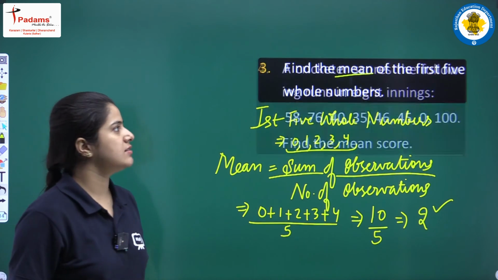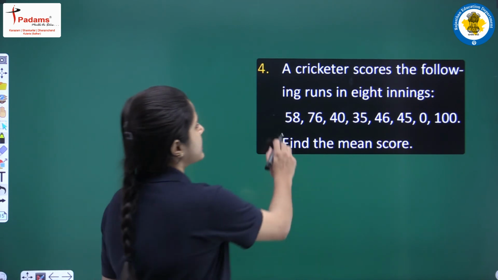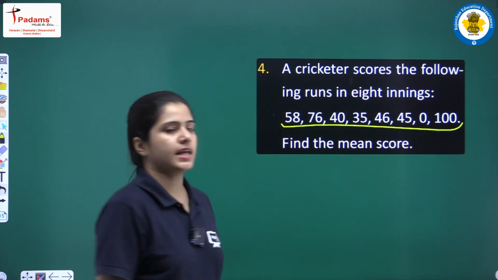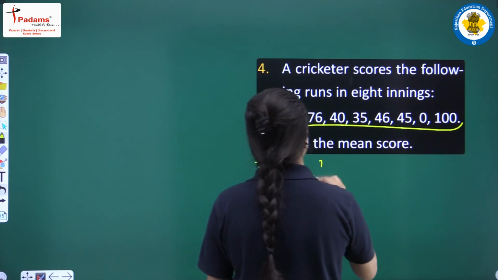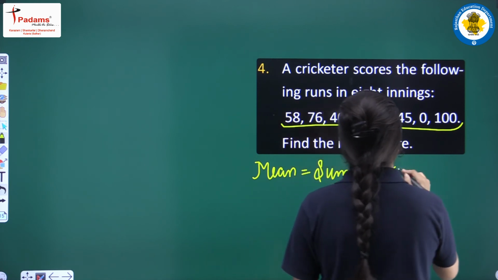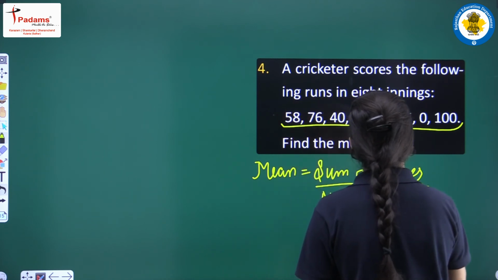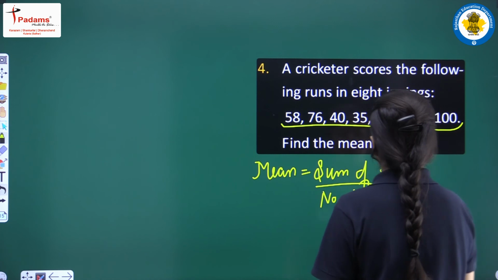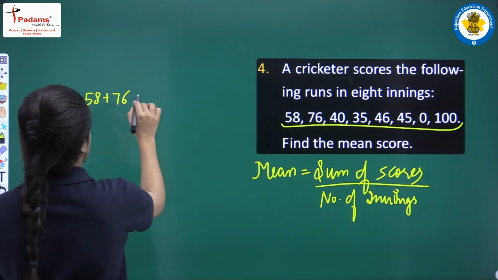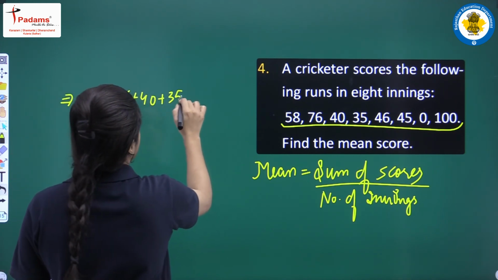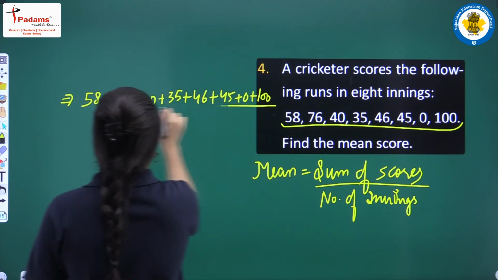Alright, next question. A cricketer scores the following runs in 8 innings. Okay, these are the runs of a cricketer in 8 innings. Find the mean score. Very simple and very easy. Mean is equals to sum of scores upon number of innings. Okay students, so students, 58 plus 76 plus 40 plus 35 plus 46 plus 45 plus 0 plus 100 upon 8 innings.